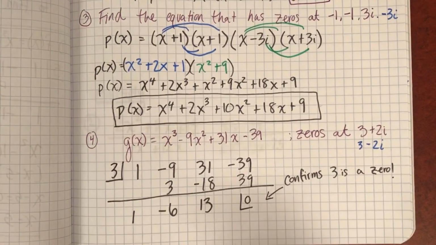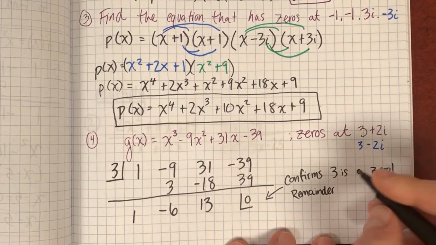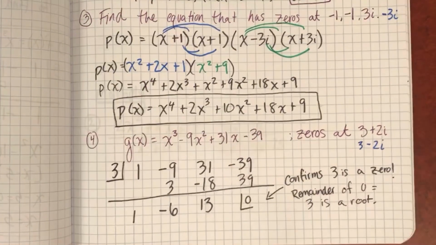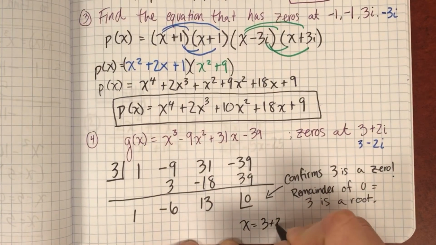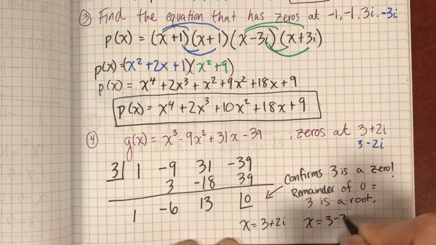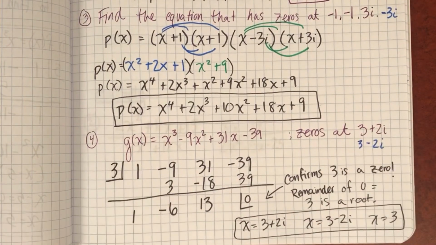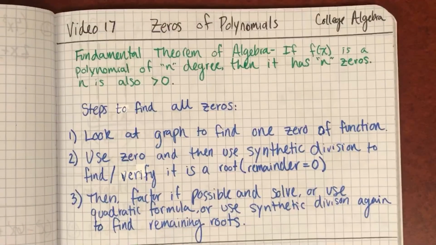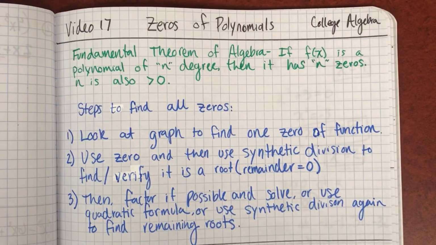All right, so just remember, we have to have a remainder of 0 to know that it is a 0. And we'll go ahead and call that a root, so we stop saying 0 so much. So I know that my zeros are at x equals 3 plus 2i, x equals 3 minus 2i, and x equals 3. All right, so we used synthetic division and our graphing calculators to find all roots. And remember that the fundamental theorem of algebra means whatever the degree is, that's the number of zeros that we have.